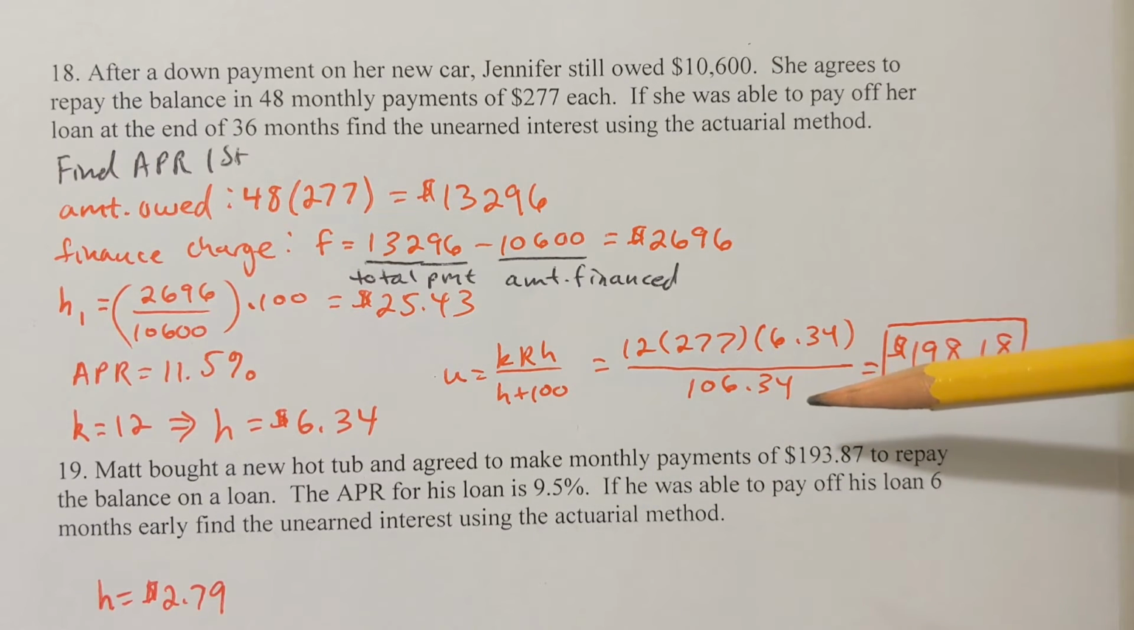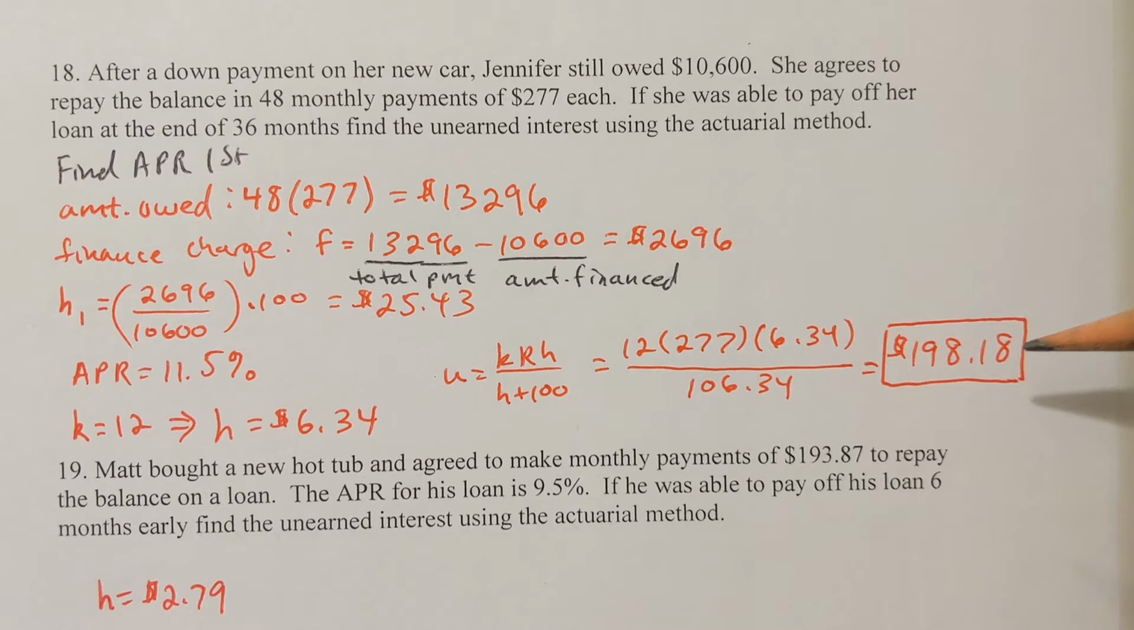That'd be $106.34. So if you enter that in the calculator, you should get $198.18. So that's how much money this person would save if she was a year early in paying this loan off. And of course, it's good to be early to pay off a loan. You save money in the long run. So this would be how much she would end up saving there.